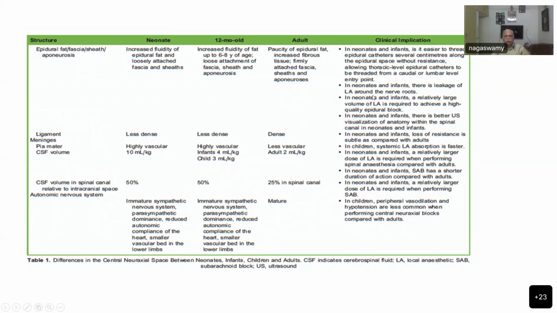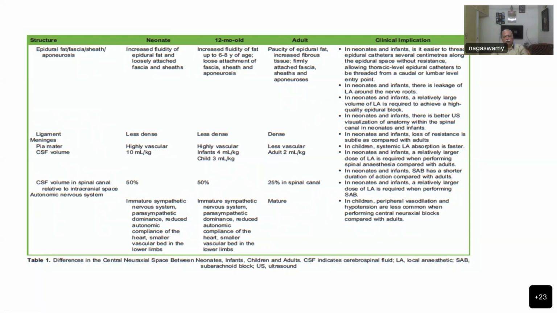And there is a leakage of the local anesthetic around the nerves also. The nerve coverings are not firmly attached as in adults, so there will be seepage through them. That is another reason for the shorter duration, as he rightly explained. The drug will not stay there, and the lack of myelin means it is not able to hold the drug attached to the nerve for a long time. So that is the reason.